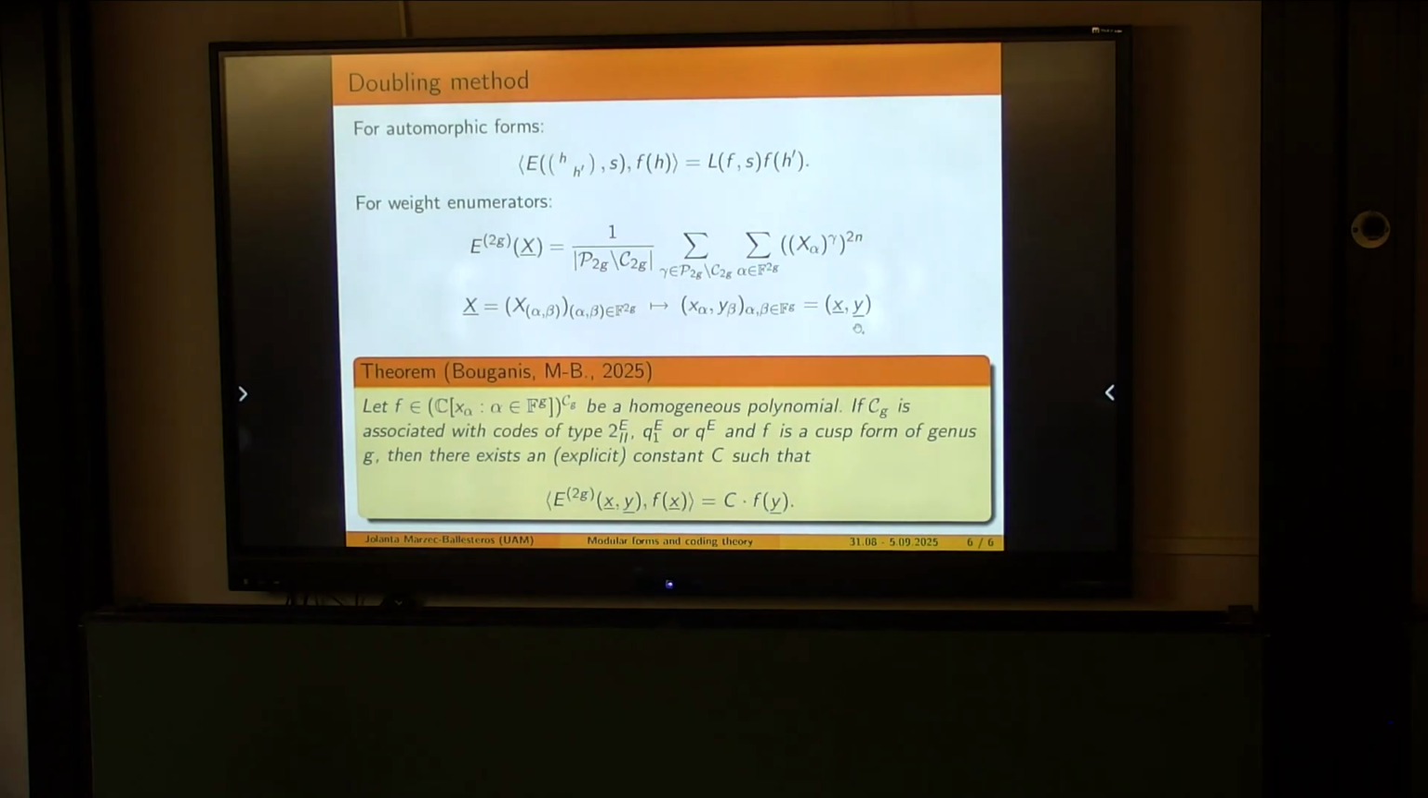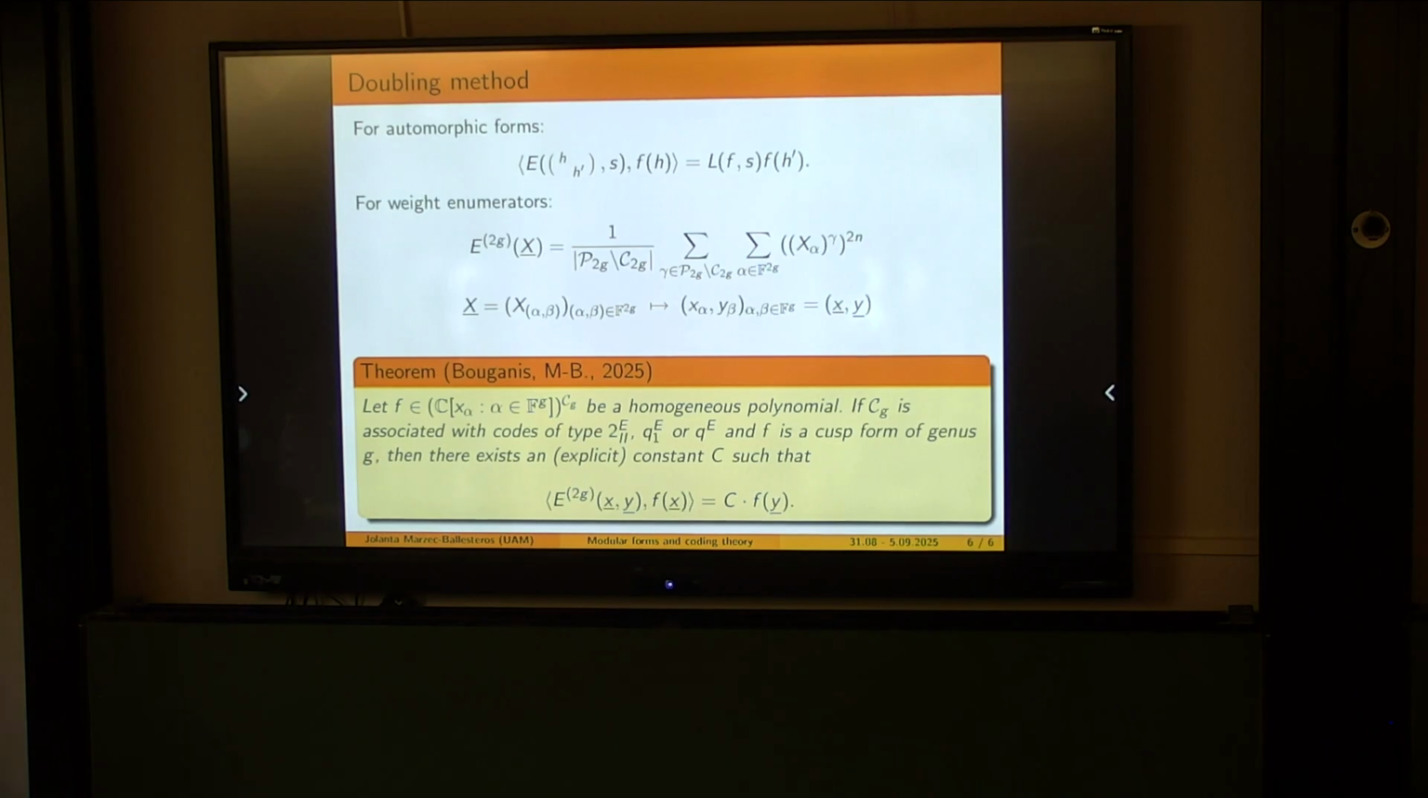And then indeed, it turns out that if we take a suitable inner product of this Eisenstein series with a certain combination of weight enumerators that one may call a cusp form, there is a definition for that, if this is a cusp form of a certain genus, then it turns out that such an inner product is equal to this cusp form times a certain explicit constant.